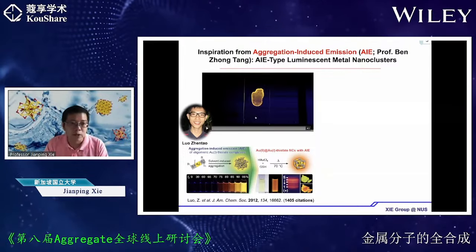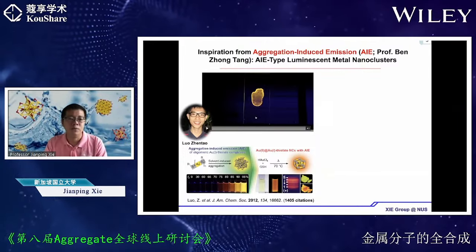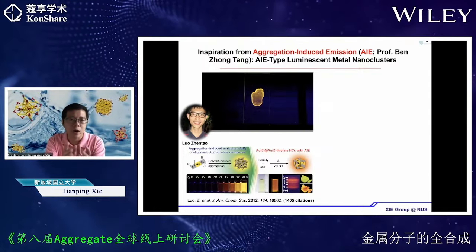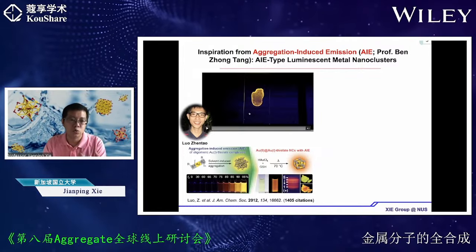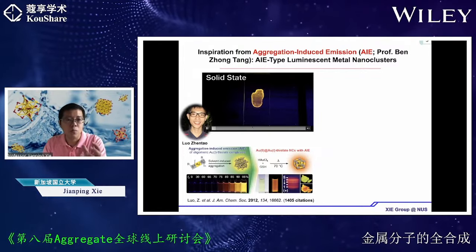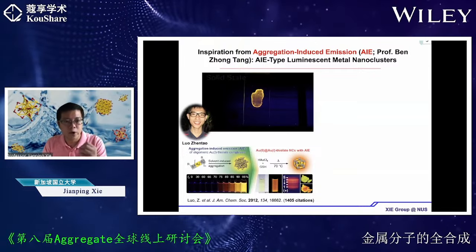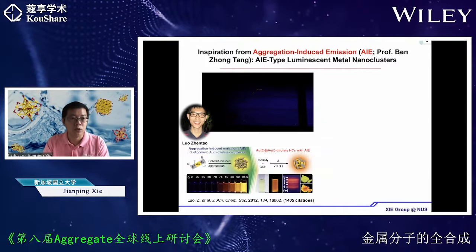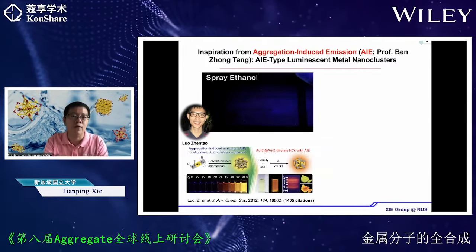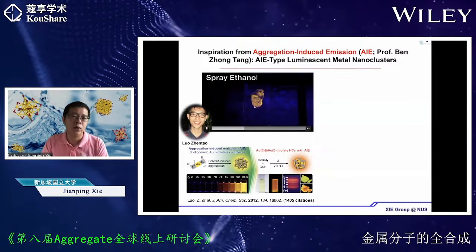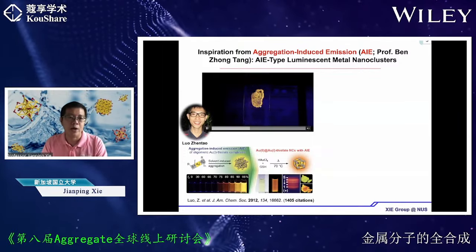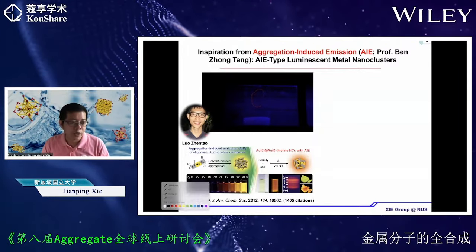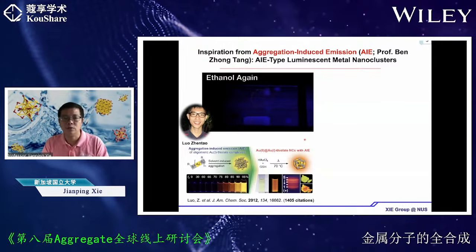That we can easily see from this video. When we aggregate these gold-1 thiolate complexes, they show a very strong luminescence. And when we dissociate these molecules, like when we spray water, they dissociate and the luminescence disappears. And when we spray an external anti-solvent, it can induce the aggregation of these molecules, and then the luminescence comes back, right? So this gives us information that our molecules have these aggregation-induced emission, AIE, properties.